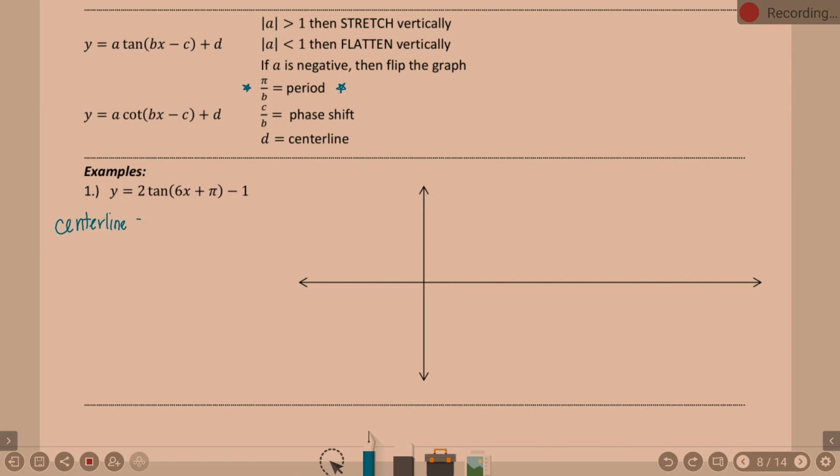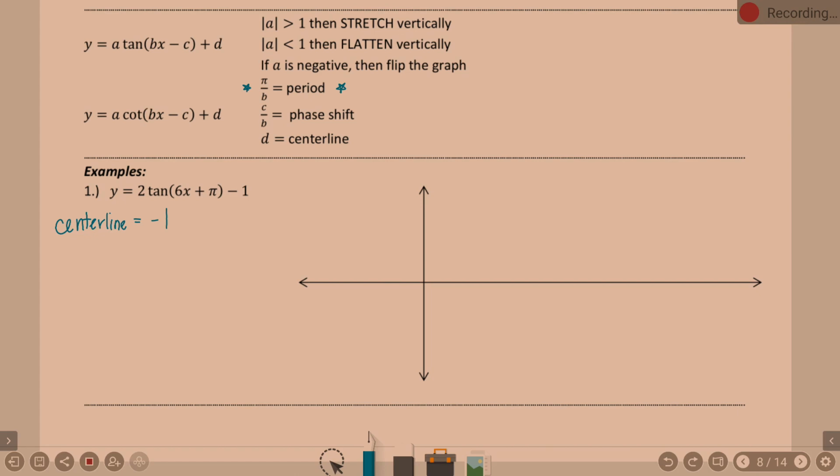Center line is -1. I will say it's easy to forget to label it on this one because we don't have the amplitude we have to label with it. So now, instead of amplitude, what are we talking about this time?